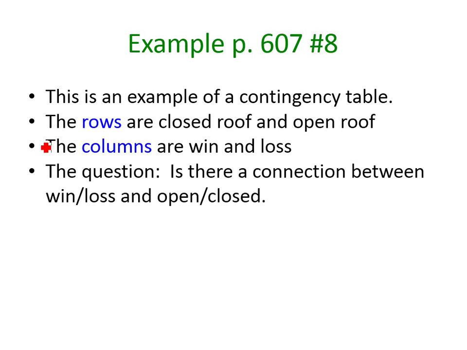So we're looking at the number of wins compared to the number of losses when the roof was open compared to when the roof was closed. In this case, my rows, the ones going across, are the closed roof and the open roof. The columns, the vertical, are the number of wins and the number of losses. My question is, is there a connection between those two things? Is there a relationship between win-loss record and open-closed?